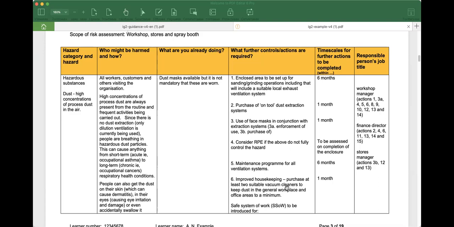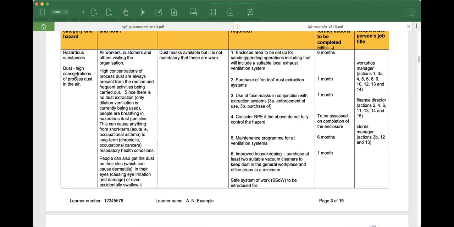Okay, so you need to produce the time scale for the further control measures, and then the responsible person's title, like workshop manager or site in charge or a supervisor or a safety advisor, or whoever is the responsible person. Like you can see, hazardous substances is the hazard category and dust is the hazard.